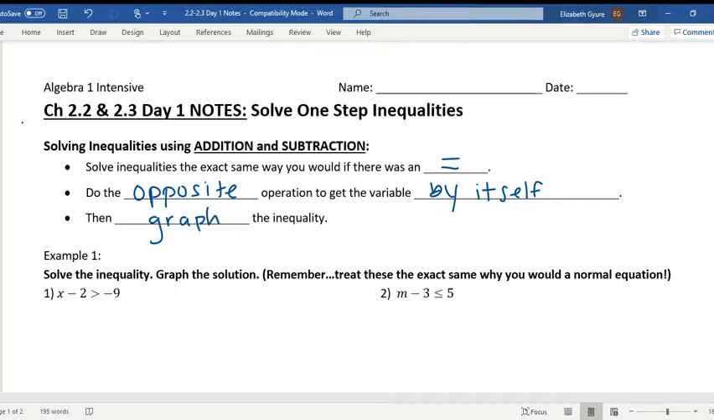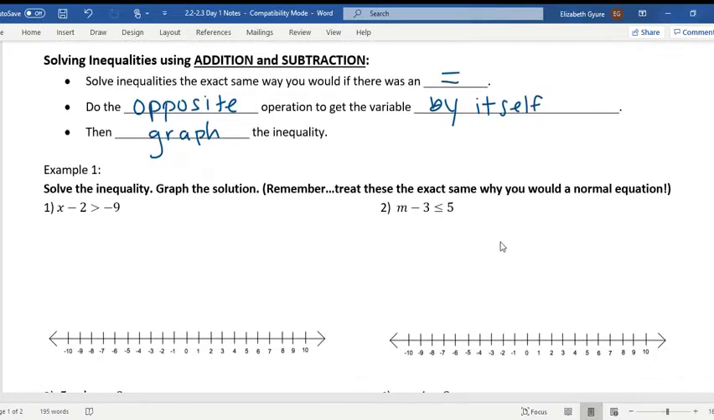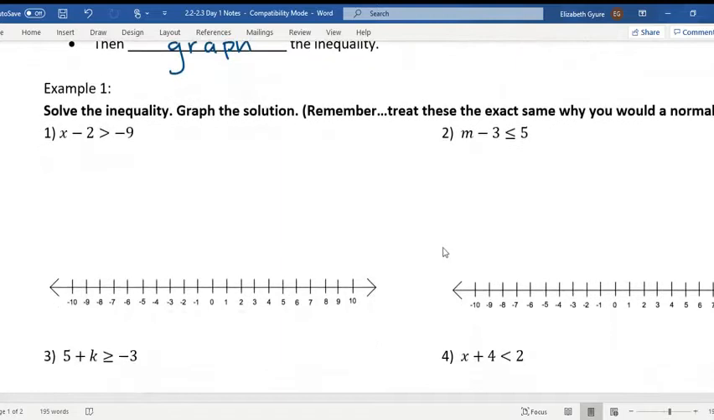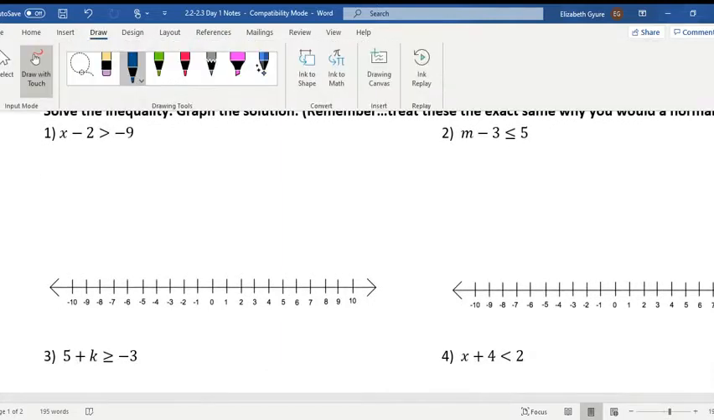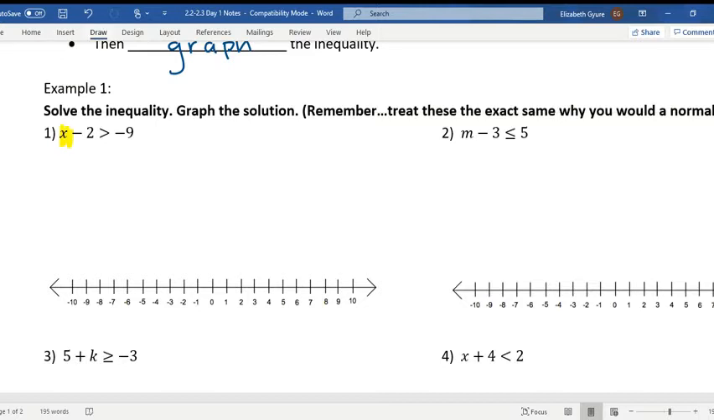We could still use our two-column method here if we want. With these first few, today they're just one step, so we don't really need to do the two columns unless you want to. It's up to you. But it says solve the inequality, then graph the solution. So number one, we want to get our x all by itself.